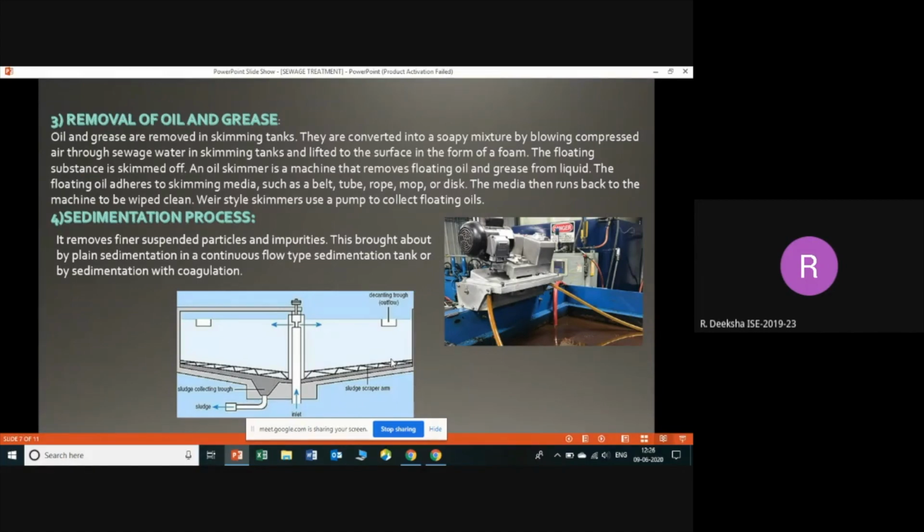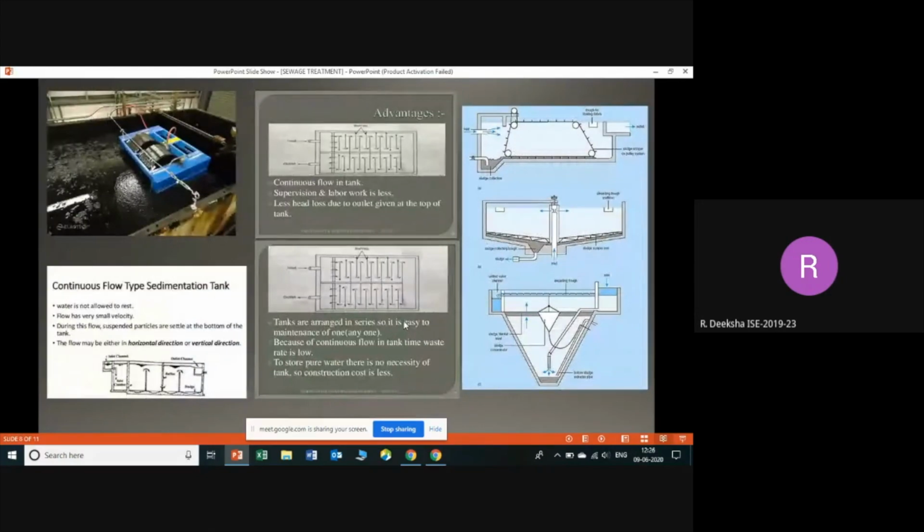So this is a clear picture of a continuous flow type sedimentation tank. These are some advantages of the continuous flow tank. In this case we are using a continuous flow tank for sedimentation.